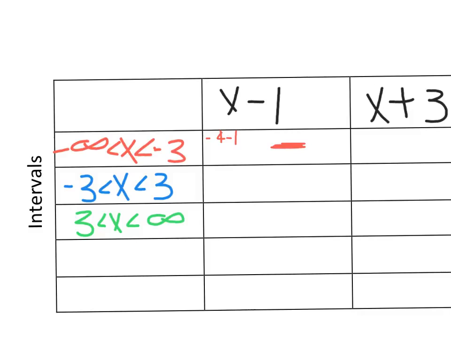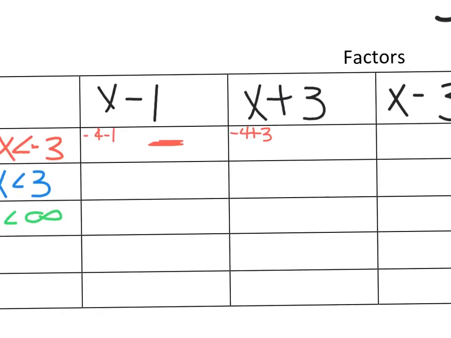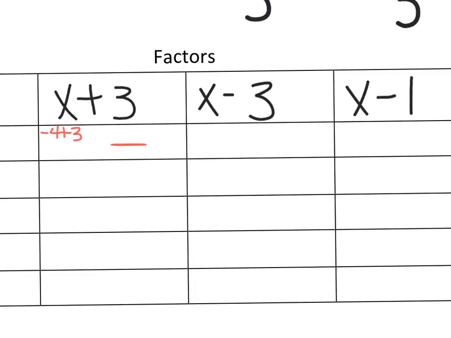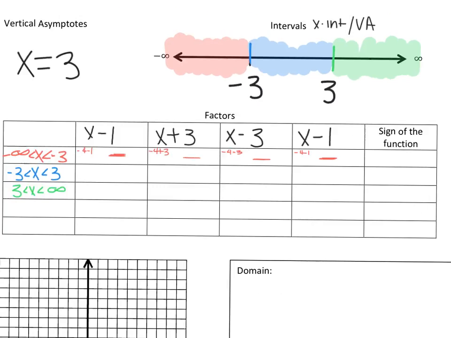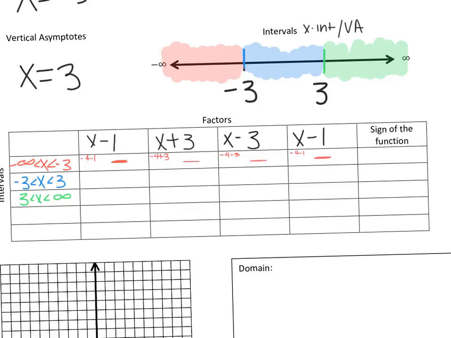Okay? And then -4 plus 3, that's going to produce what kind of number? Negative. And then same process, -4 minus 3, that's going to produce a negative number. And then -4 minus 1 is also going to produce a negative number. And again, it's not going to matter what number you pick in that interval. Any number between -infinity and -3, that's going to be true. Even if you pick -1,000, it's still going to produce negative numbers every time. And if I have 4 negatives, then overall, what's going to happen to that function? It's going to be positive.